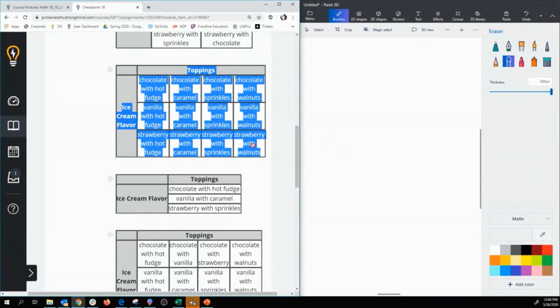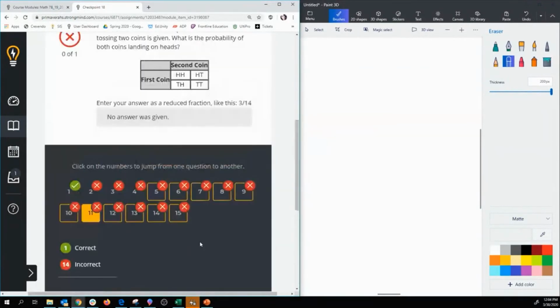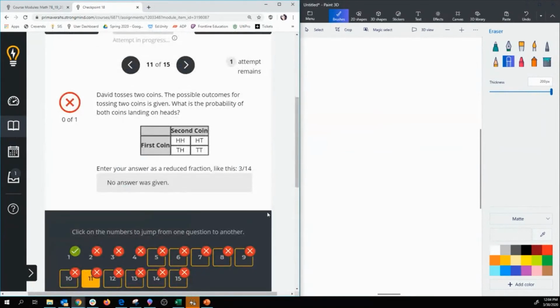Perfect. All right, next question has David tossing a coin, and we have this table, and it says first coin, second coin on it.